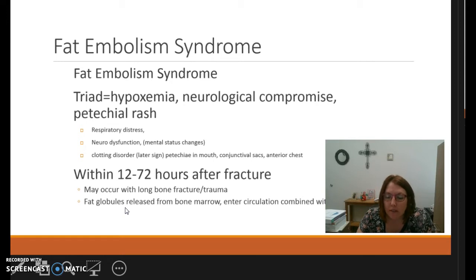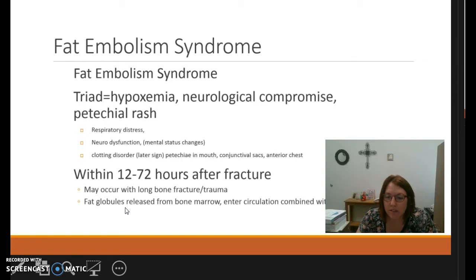Later on, they may have a clotting disorder, where the signs are petechiae in the mouth and the conjunctival sacs. You'll actually see bleeding under the skin and in the anterior chest wall. Usually, if it's going to occur, it's going to be within 12 to 72 hours after the fracture has occurred, and typically with your long bone fractures, femoral fractures, and pelvic fractures.